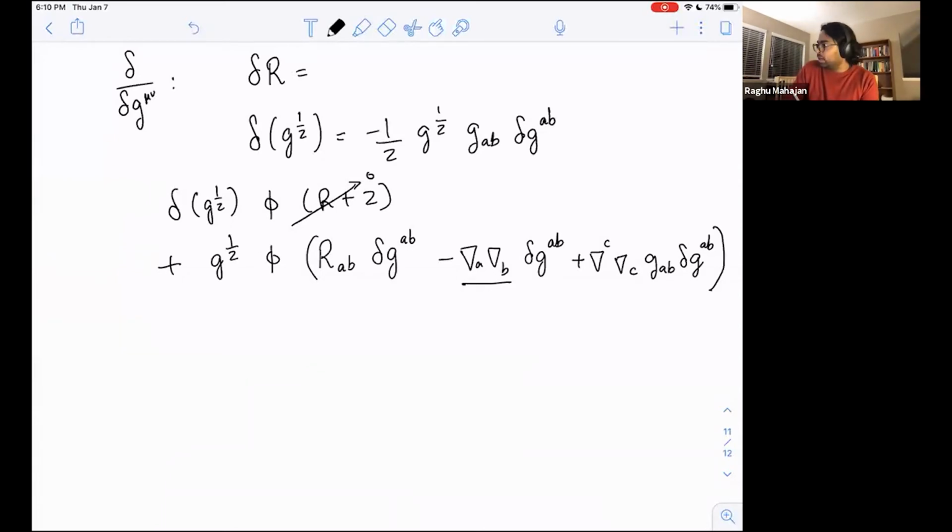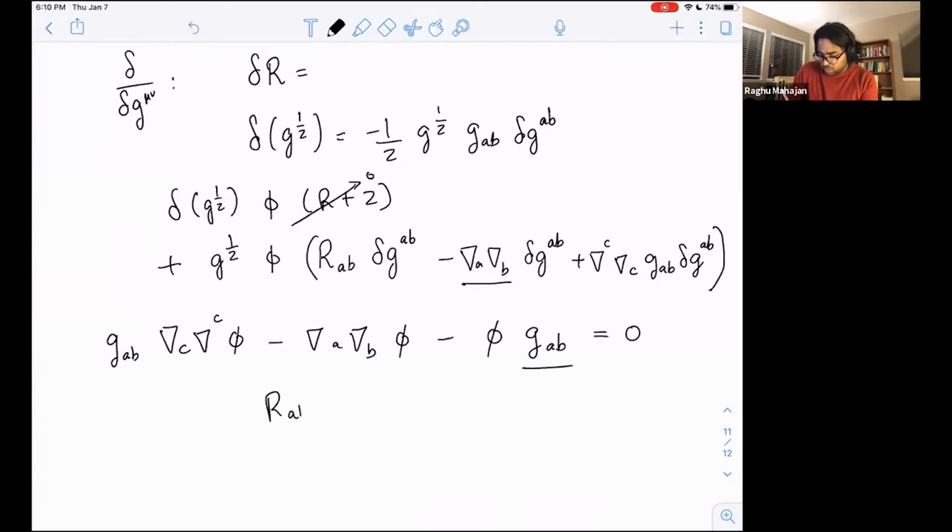So the equation that we get: grad C phi from this term, times G_AB, that's here, minus grad A grad B phi, minus phi times G_AB equals 0. And here I have replaced R_AB by 1/2 R G_AB. Since R is negative 2, this equals negative G_AB. So let me just number the terms. This is number 1 here, number 2 here, number 3 here. So this is some second order equation for phi.